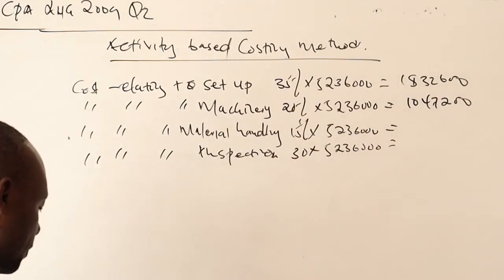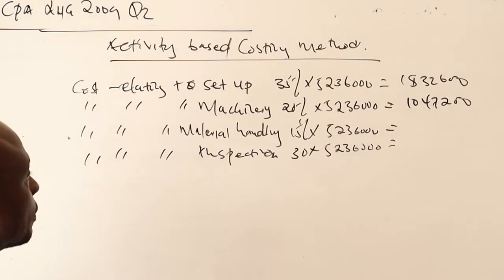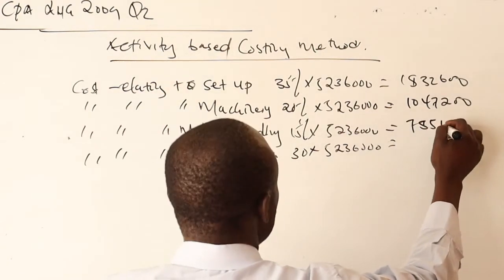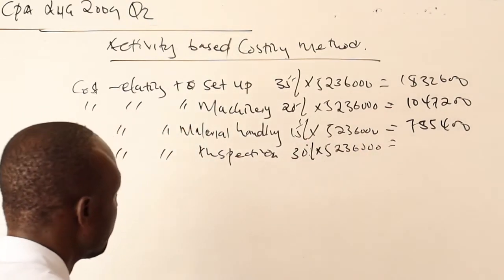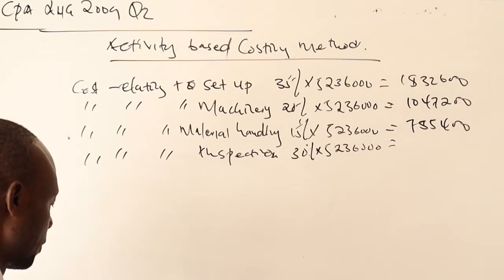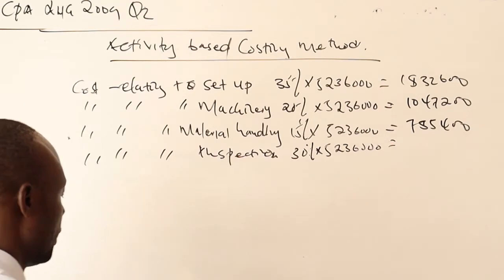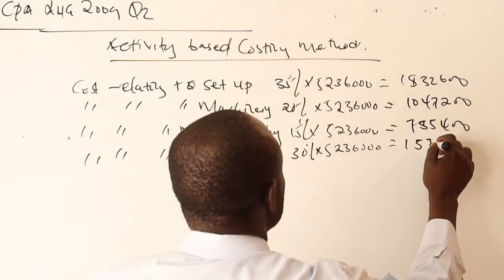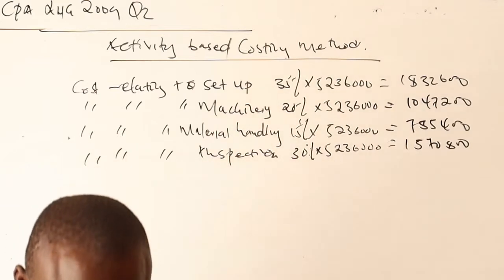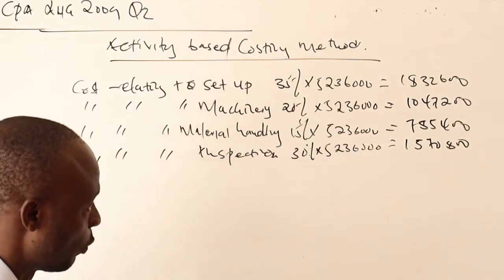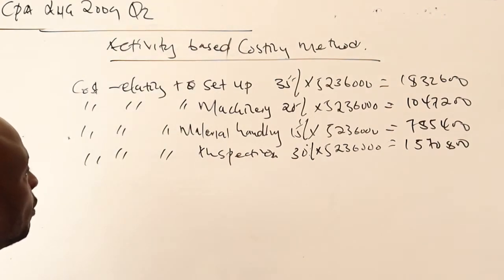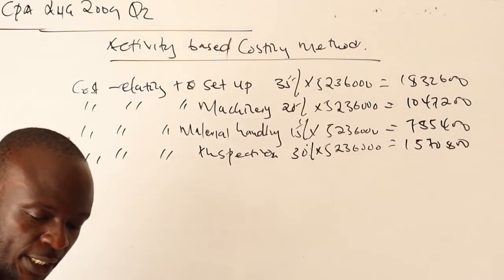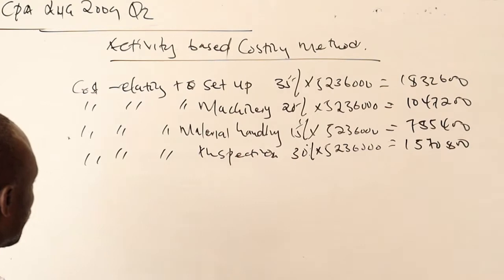This is 15%, which is 785,400. This is 30%, which is 1,570,800. So those are the overhead allocations for each activity. We had been given the block figure of the overheads, so we are supposed to subdivide it among the activities as indicated. Then you are going to get the cost driver rates.